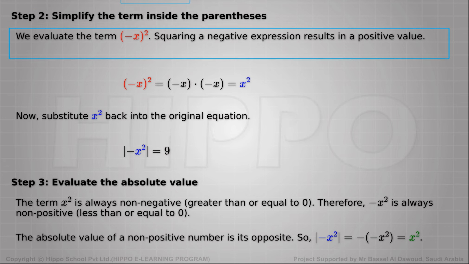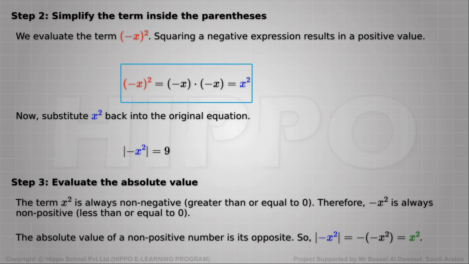Let's focus on the part in the parentheses, negative x squared. Remember that squaring a number means multiplying it by itself. So negative x squared is just negative x times negative x. And we know that a negative times a negative gives a positive. So this simplifies very nicely to just x squared.